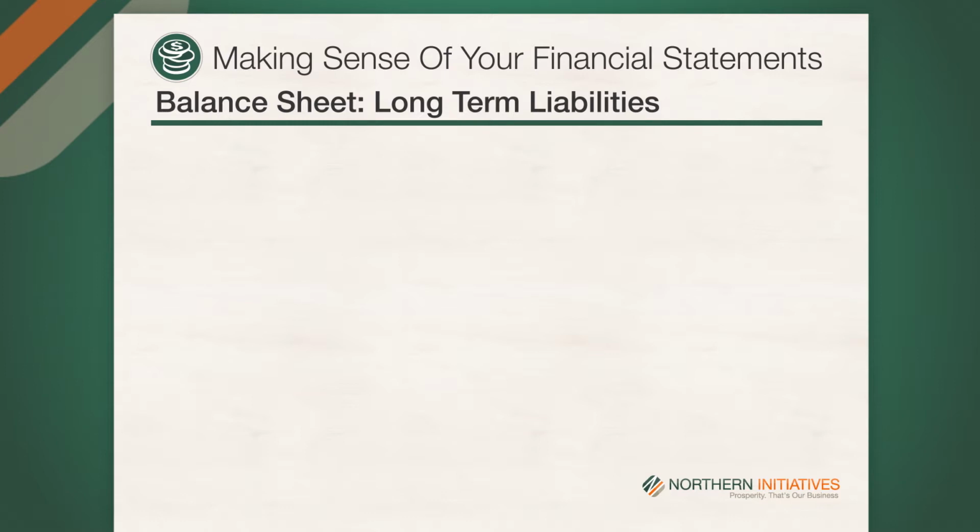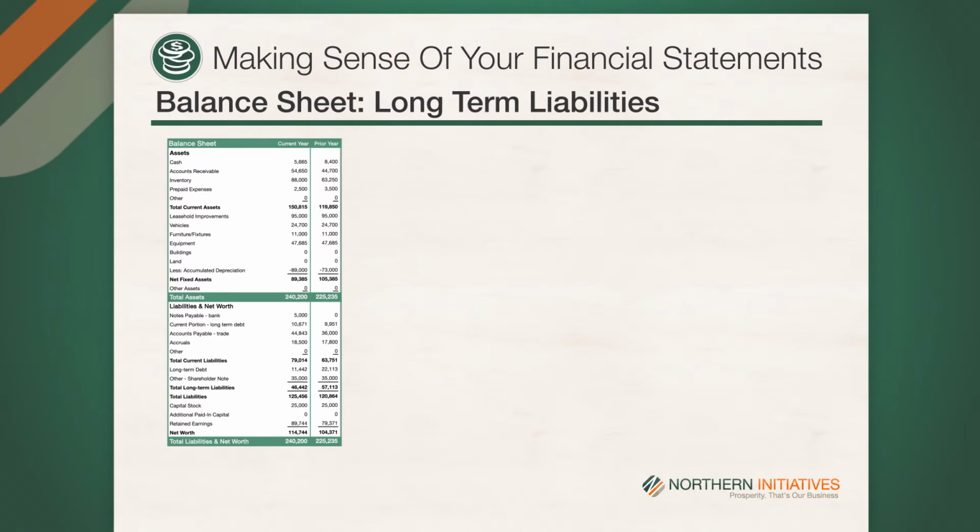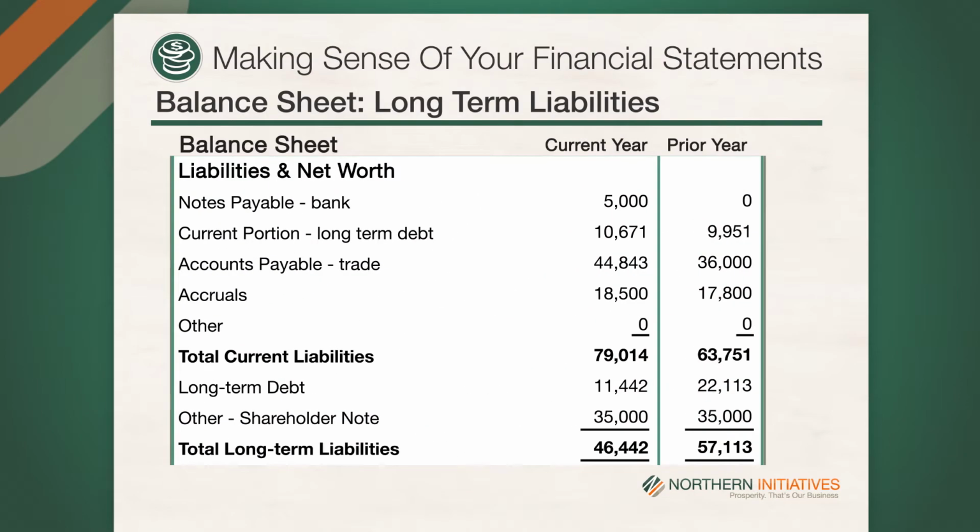Long-term liabilities are obligations that are due beyond 1 year. In the case study, the business has a long-term loan from a bank and a loan from an owner called a shareholder note. The long-term liabilities have decreased from $57,113 to $46,442 due to steady repayment of principal on the long-term loan and no new debt added.